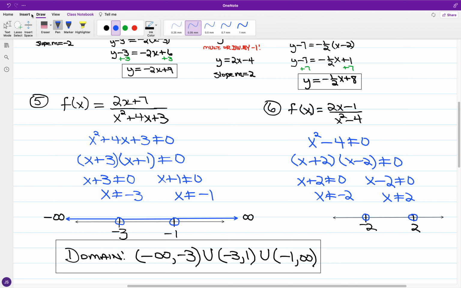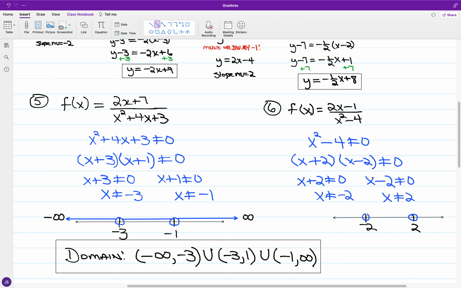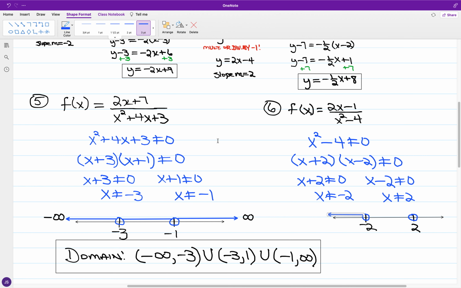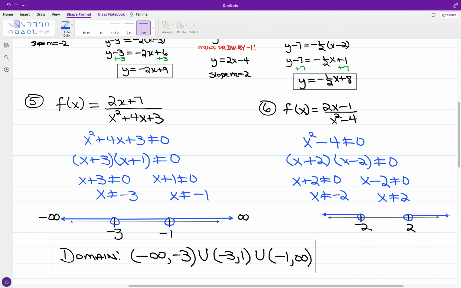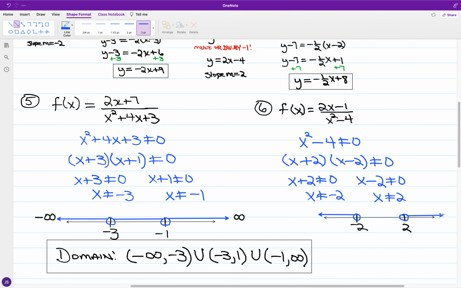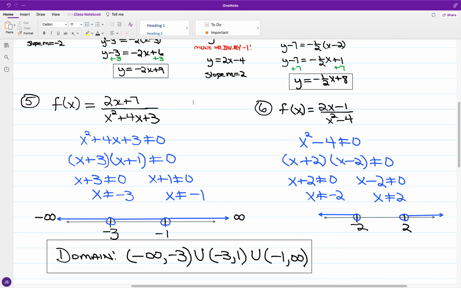And again, you have 3 separate sections: a ray going to the left continuously, and a ray going to the right continuously. And again, we have a line segment for the in-between values.